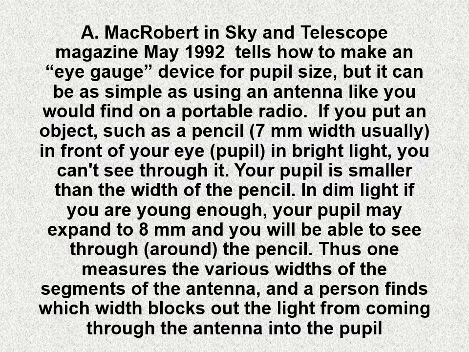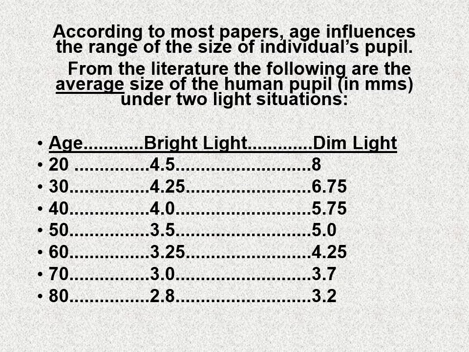If you're an astronomer, you want to have the maximum pupil size when you do night observing. And so here from the literature is the age of a person on the left and the average pupil size in bright light and dim light. And you can see that the older you get, the less range of pupil size you have. Now, is that important?